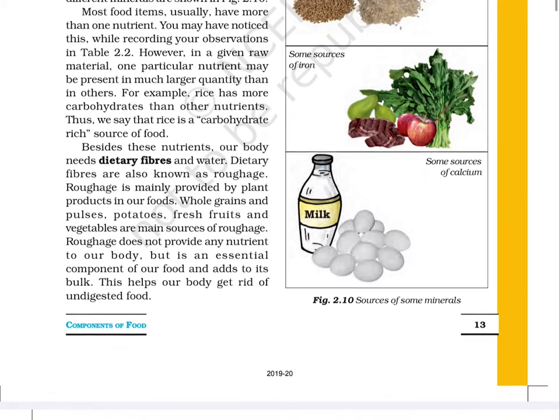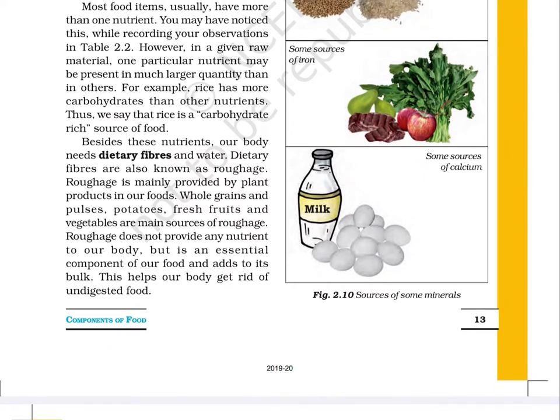Besides these nutrients, our body needs dietary fibers and water. Dietary fibers are also known as roughage. Roughage is mainly provided by plant products in our foods. Whole grains and pulses, potatoes, fresh fruits and vegetables are main sources of roughage. Roughage does not provide any nutrient to our body, but is an essential component of our food and adds to its bulk. This helps our body get rid of undigested food.